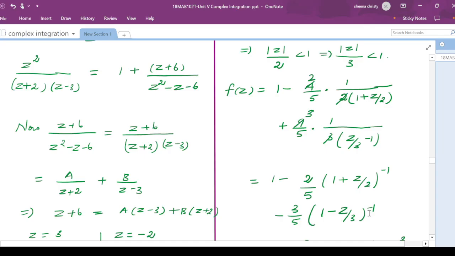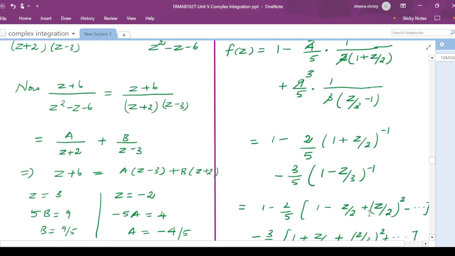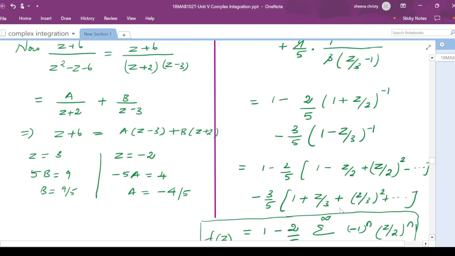Now apply the binomial expansion. You will get: here, positive and the power is negative, therefore alternative terms are going to be positive and negative. And in the second term, (1 - x) power minus 1 form, so alternative terms are not going to be negative, all are positive.